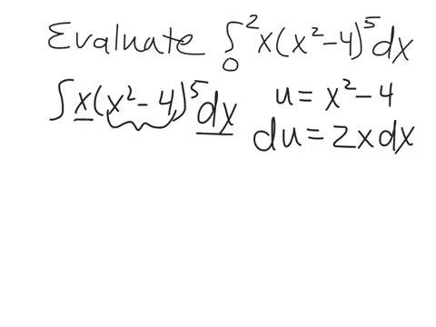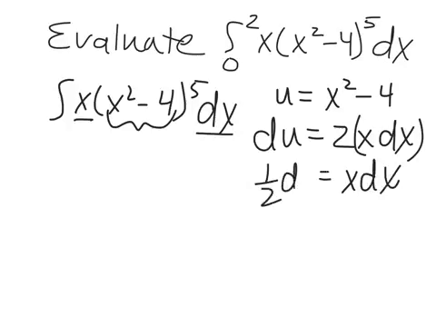Now, Professor Berger shows a somewhat different approach here. He looks at the x dx and says, yeah, that's what we have here, and to get that x dx we have to multiply the du by 1/2. Okay, we can do that, so by substitution x dx becomes 1/2 du.